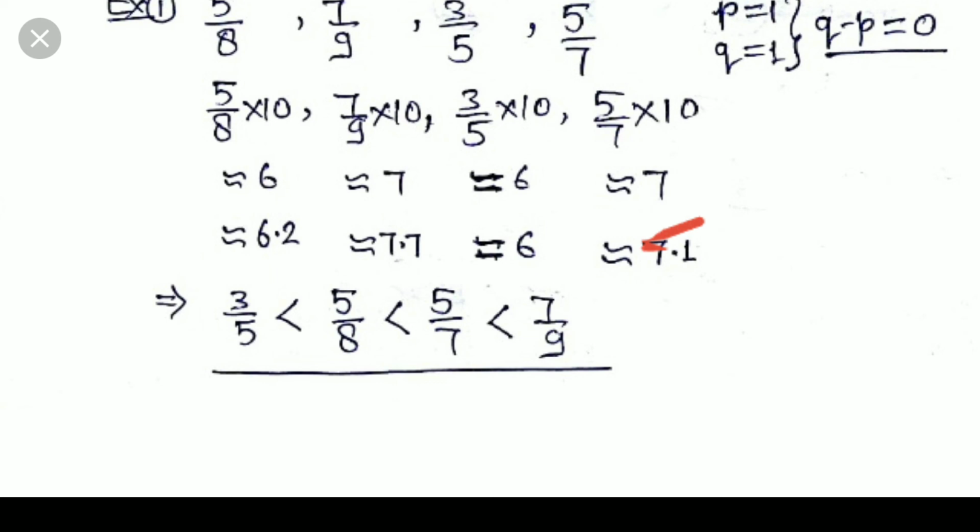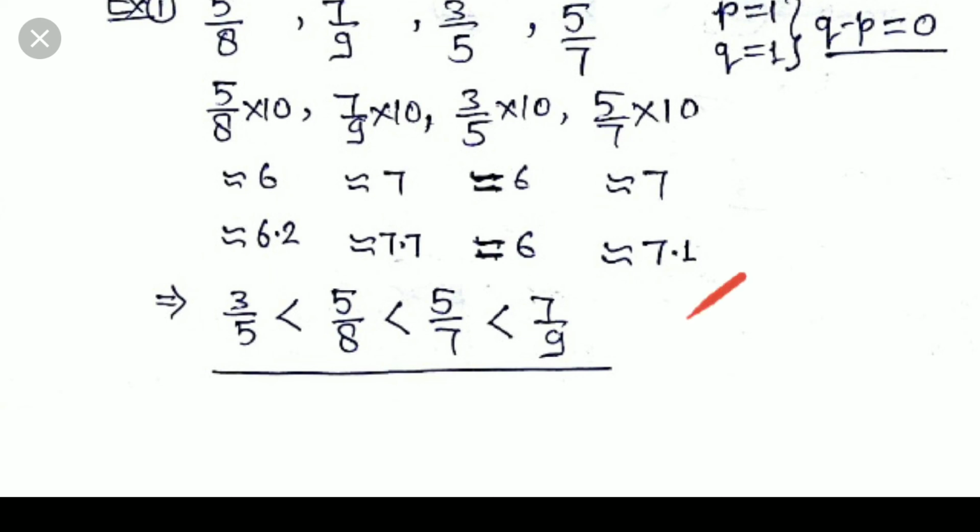Now you are seeing the integral values are 6, 6 and 7, 7. We are unable to say which one is greater and which one is smaller. Then take the decimal values. Now here it is 50 by 8, 8 6s are 48. Then 20, 8 2s are 16. Here it is 7 7s are 63, 70, again 7 7s are 49, so it is 7.7. 30 by 5 is exactly 6. 50 by 7, 7 7s are 49, 1 10, 7 1s are 7.